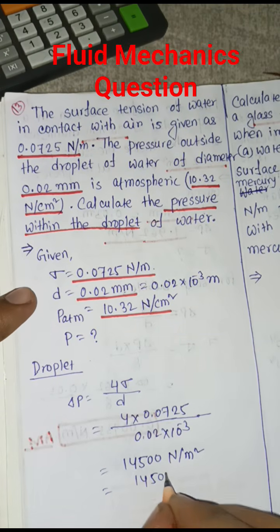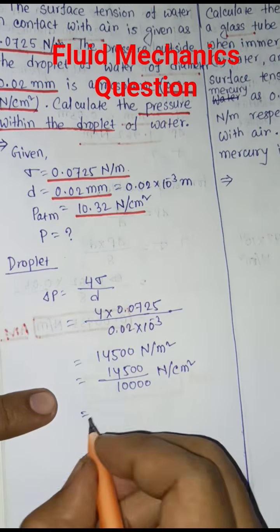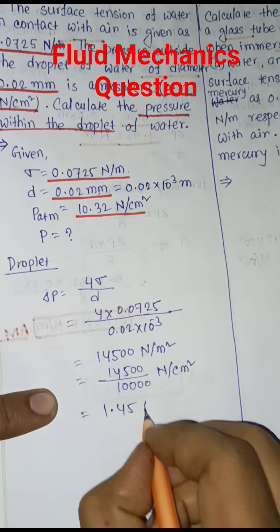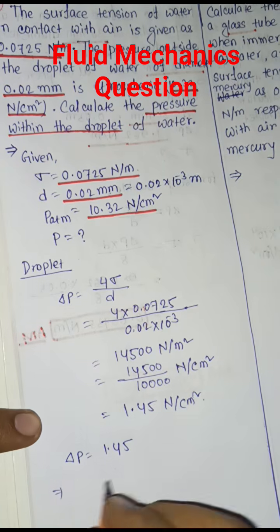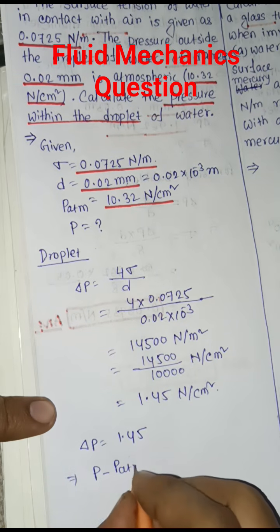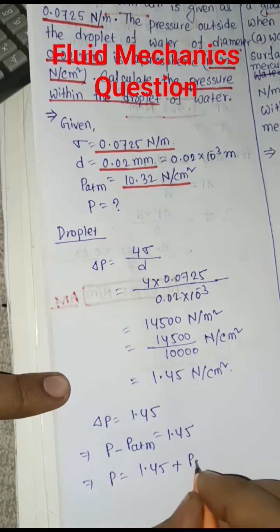So 14500, if you convert it to Newton per centimeter square, is equal to 1.45 Newton per centimeter square. Now from here, delta P is equal to 1.45. So delta P is equal to P minus P ATM, which is equal to 1.45. So P is equal to 1.45 plus P ATM.